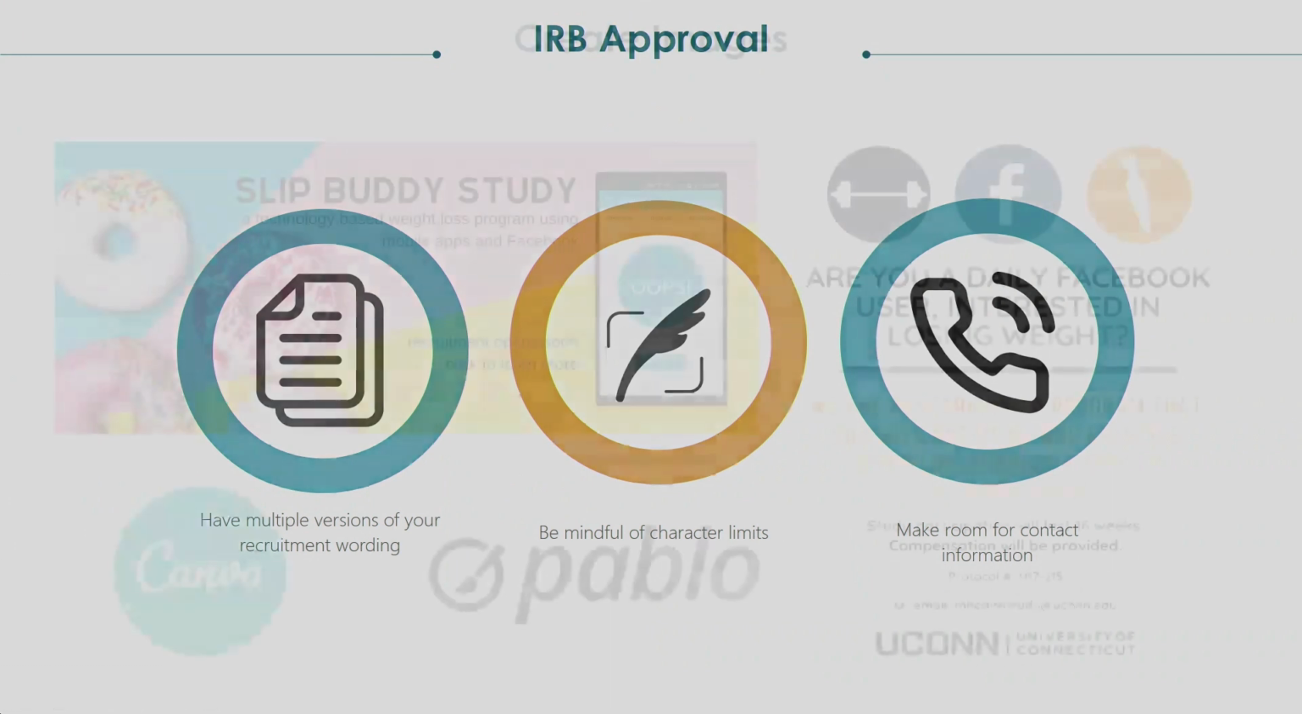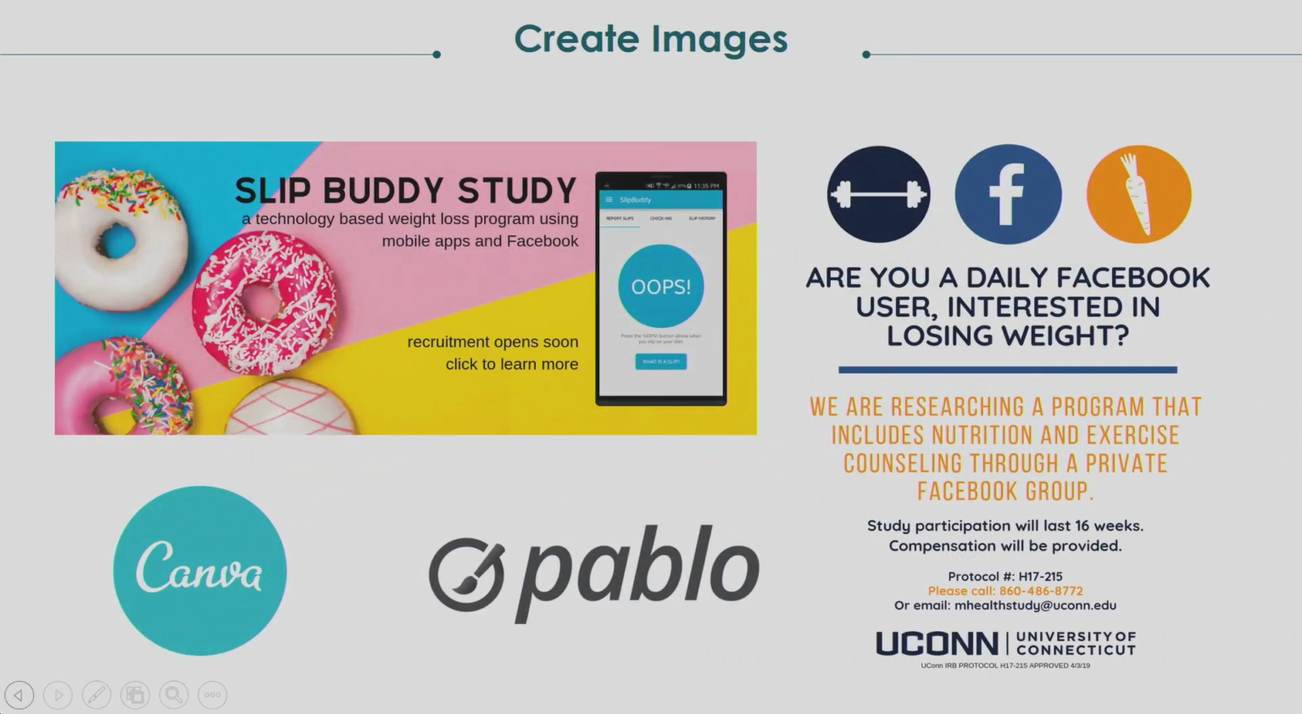Okay, and creating images. While getting the wording altered for social media use with all different versions is really important, you really want to include visuals as well. The visual is really what's going to grab people's attention and draw them into your recruitment message. Here I have 2 out of many examples that we use.